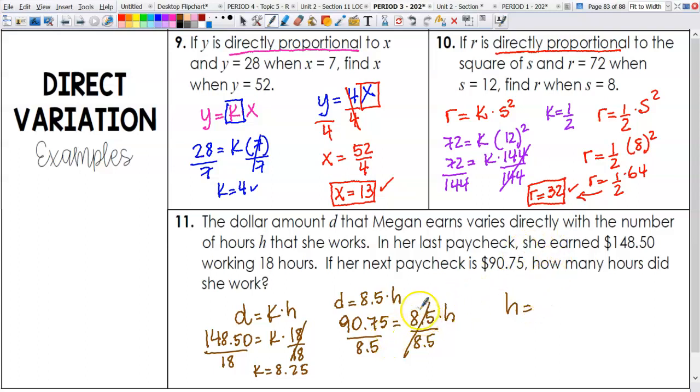Here I'm missing the 2. Let me fix that. 25, 25, 25. So it was 11 hours, right? Most of the time it's the same thing, right? So now let's continue. Next page.